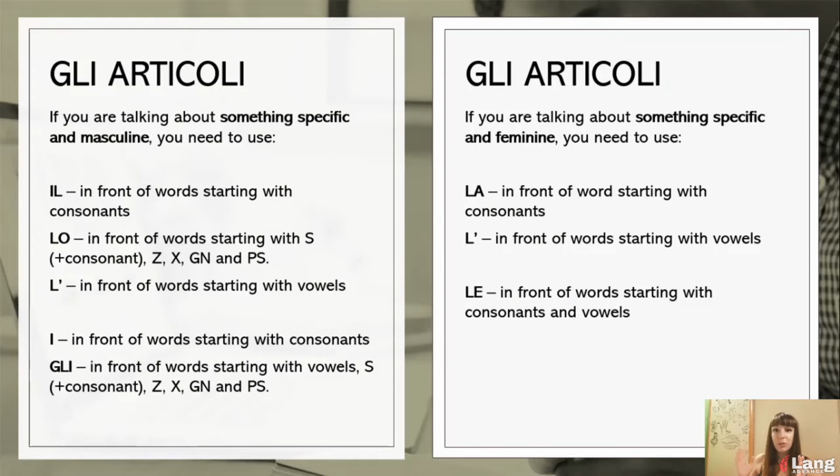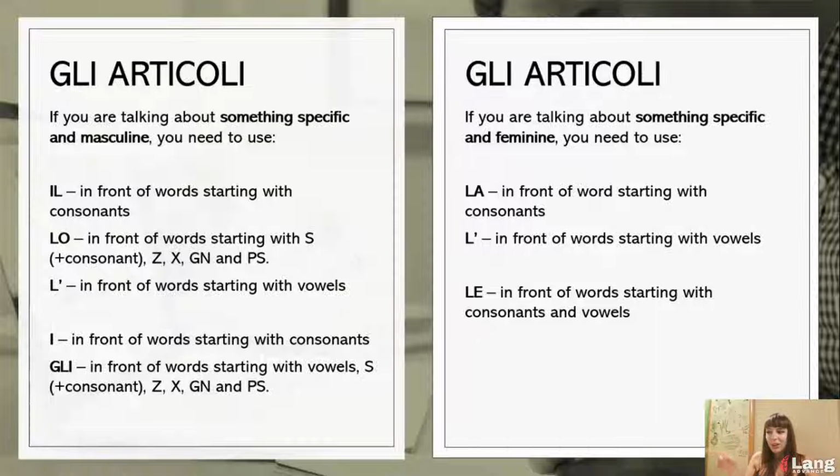When we are talking about something specific, these are the articles we are going to use. On the left side, you can see the masculine singular or plural articles, and on the right side, the feminine, singular and plural articles, again for something specific. Okay, attention. When we talk about something that is masculine and singular and specific and starts with a consonant, we use il, the first one on the left. We can use the example il cane, il telefono.